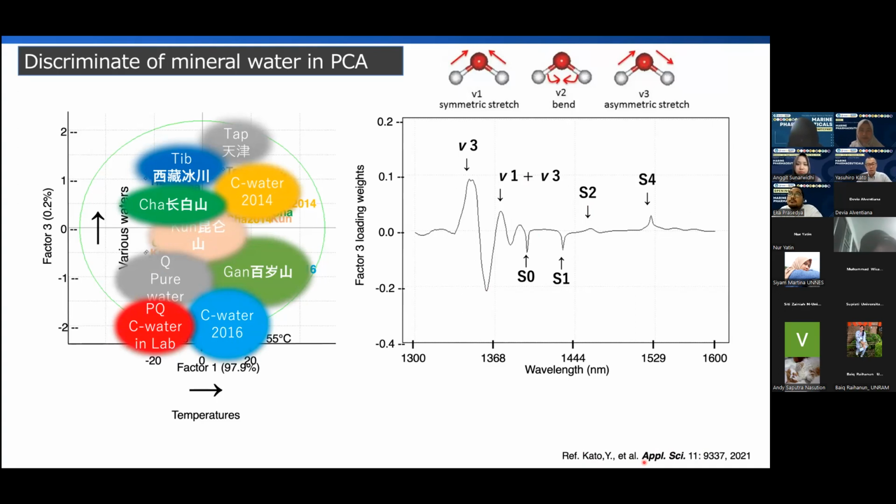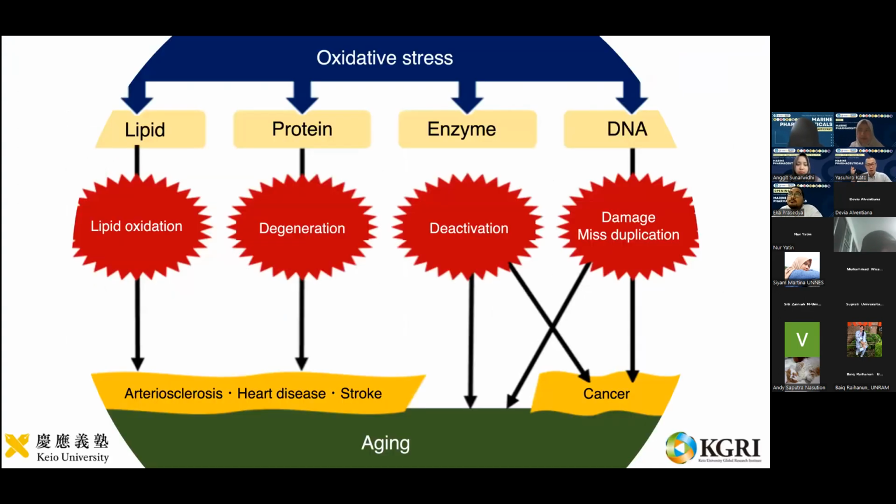Now I am trying to use this to detect aging or disease. Currently I am focusing on oxidative stress for drug screening, because oxidation causes lipid oxidation, degradation, or miscopying of the DNA, which causes cancer or stroke, and this also affects aging.